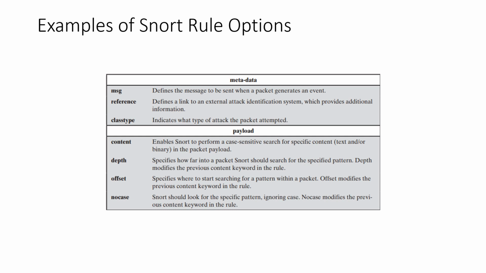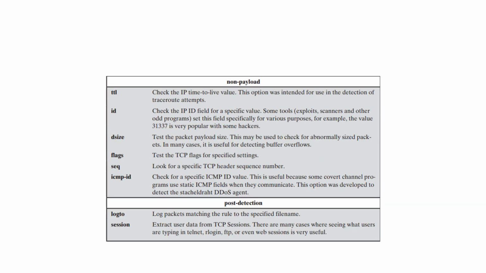Examples of Snort rule options: for metadata, message, reference, class type. For the payload field, content, depth, offset, nocase. Non-payload: TTL, where TTL means time to live; ID; dsize, the packet payload size; flags; seq; ICMP ID. For post detection, logto and session.